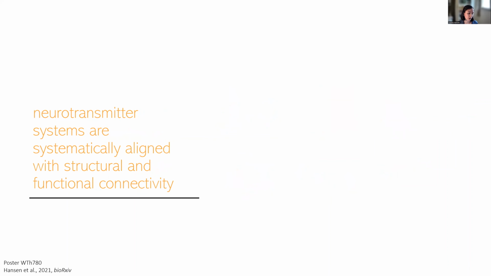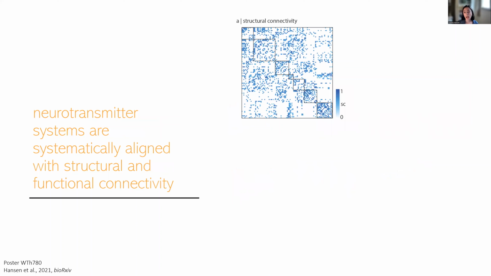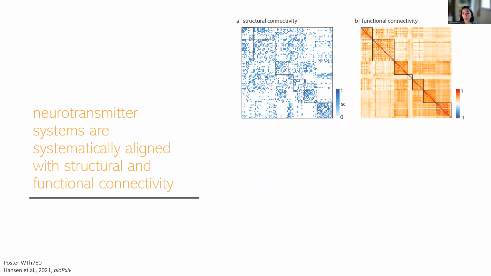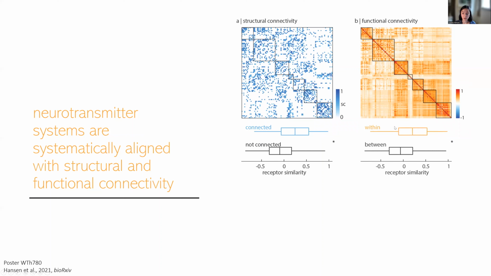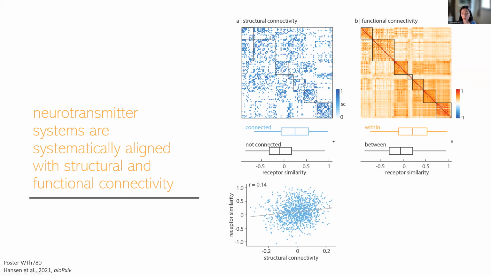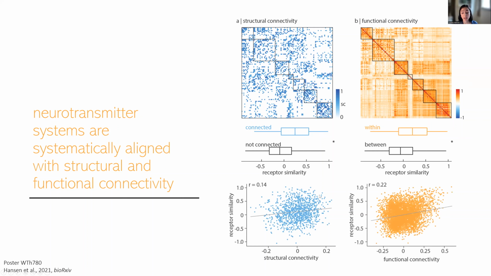Our second main conclusion is that neurotransmitter systems are systematically aligned with structural and functional connectivity. This conclusion is coming from comparing that receptor similarity matrix to structural connectivity and functional connectivity. These are ordered by the Yeo-Krienen 2011 resting state networks. And we find that receptor similarity is greater when brain regions are connected with one another and greater when brain regions are within the same functional network. We also find that receptor similarity is correlated with both structural connectivity and functional connectivity, and this is after regressing distance from both of these matrices.